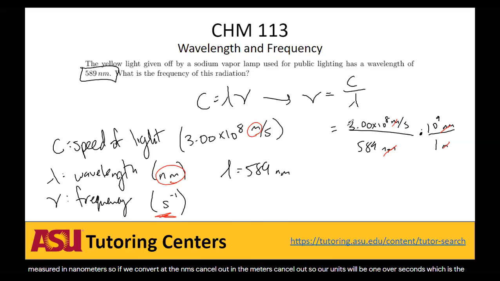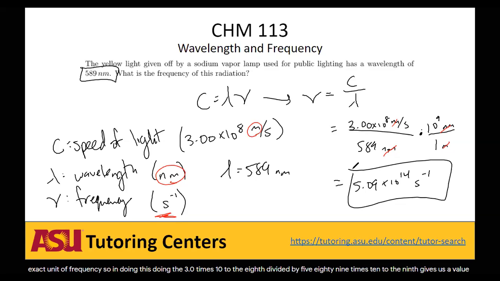So doing 3.0 times 10 to the 8th divided by 589 times 10 to the 9th gives us a value of 5.09 times 10 to the 14th inverse seconds. That is the value of the frequency for this yellow light that we have.